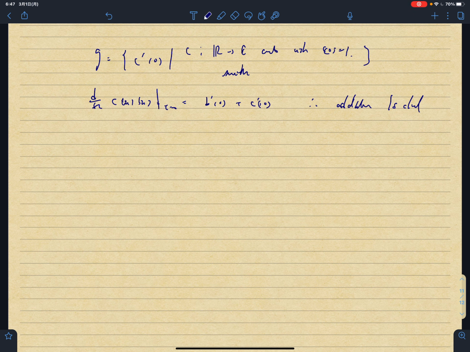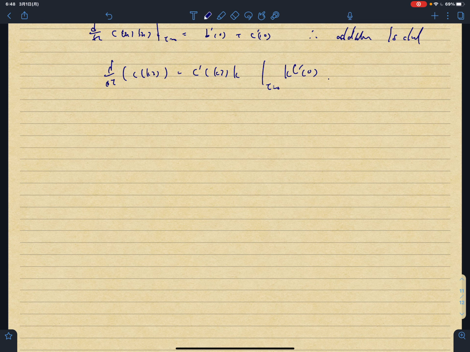To see closure under scalar multiplication, you can check it very easily. Let c be in z, and let k be a scalar. Then the derivative at t equals 0 is k c dash 0. So scalar multiplication is also closed in this algebra z.